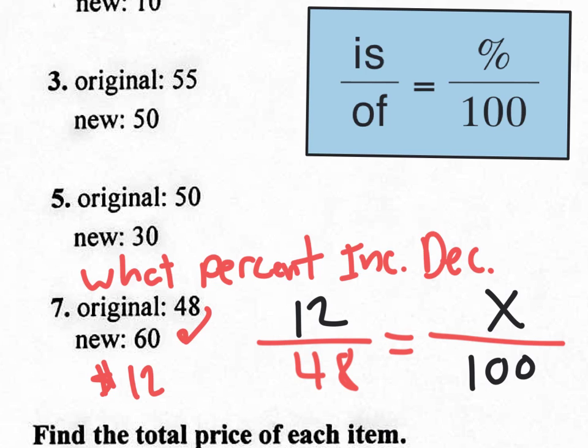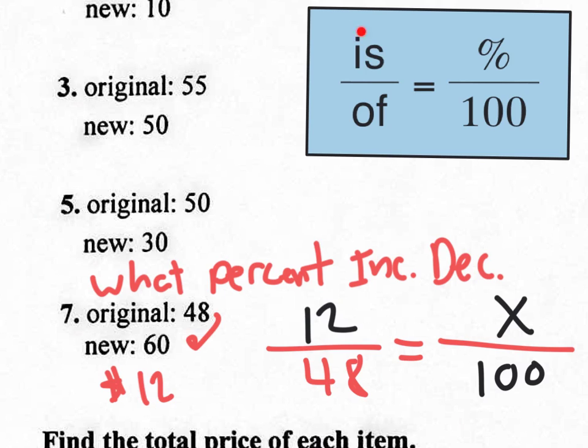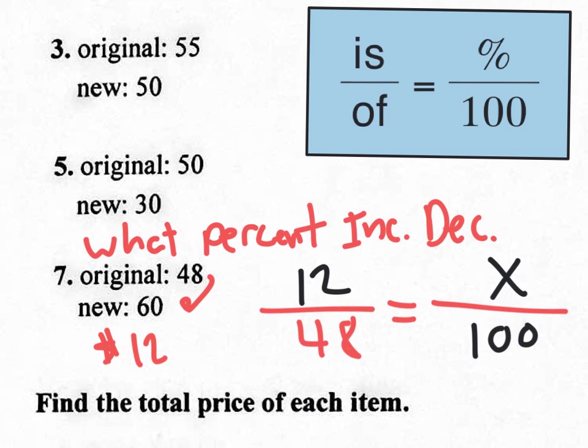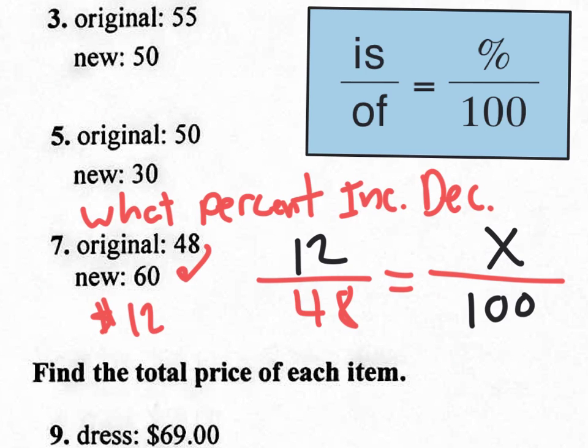So I put the 12 up there because the increase is the is part of the original price, and we want to find out what percent it is. You could do cross multiplication, or you could reduce and then cross multiply. It makes it a little easier. 12 over 48 becomes 1 over 4. So when you cross multiply, you get 1 times 100 equals 4 times x. So that's really 100 equals 4x, which means that x equals 25.